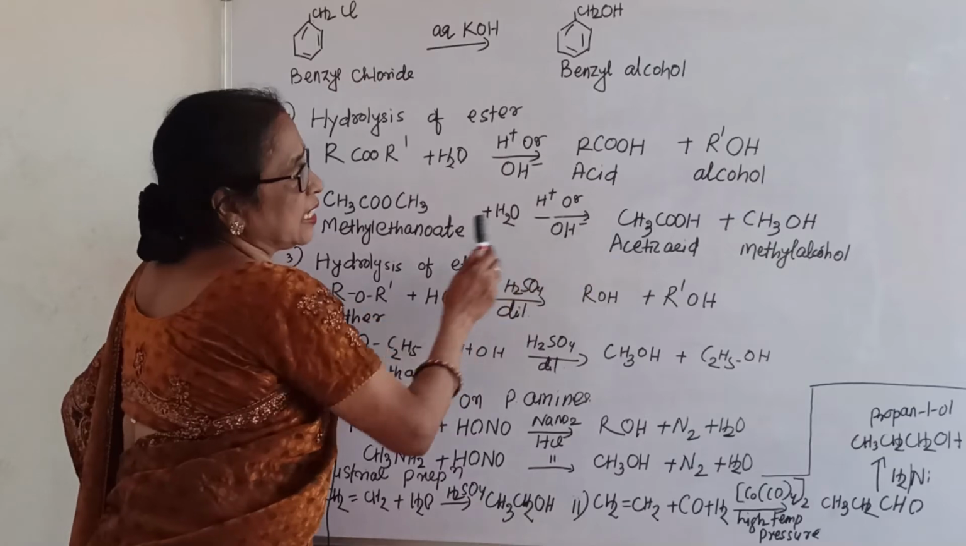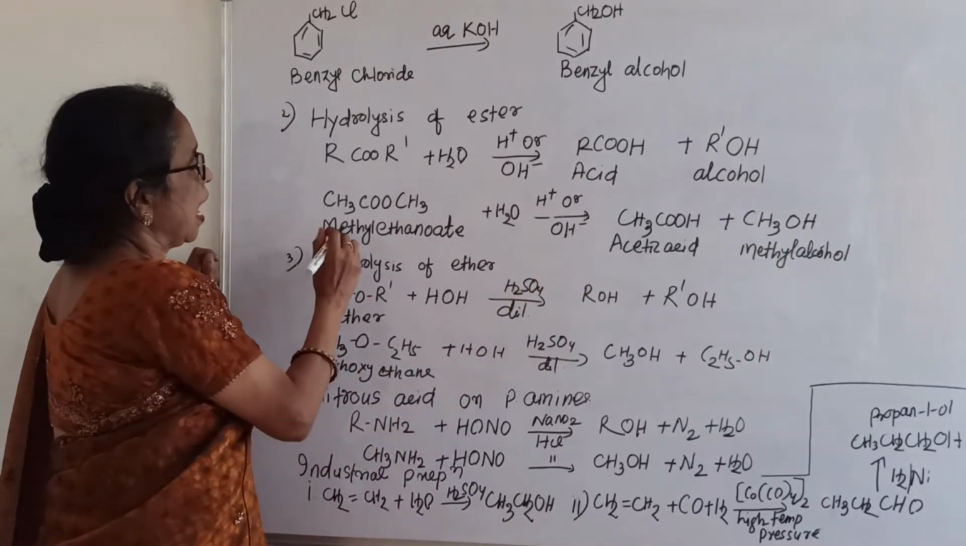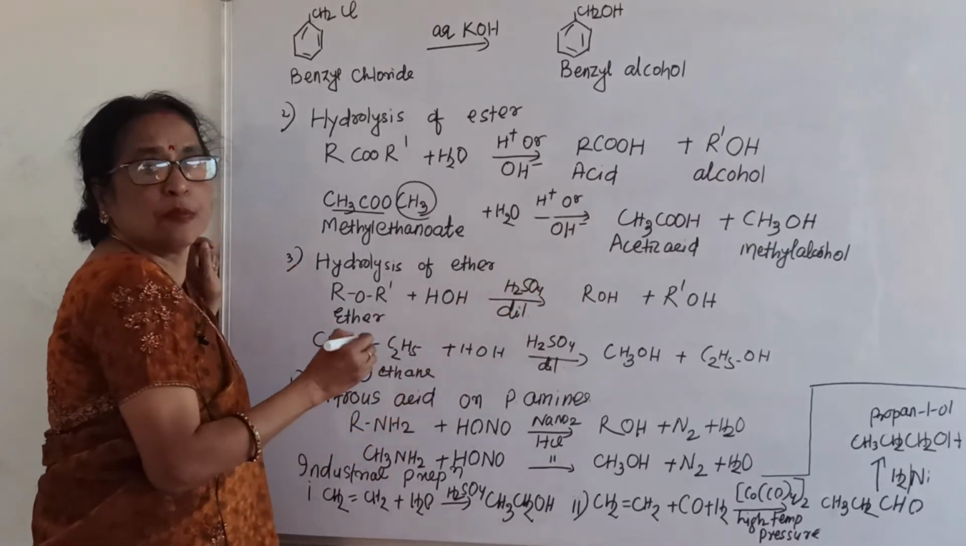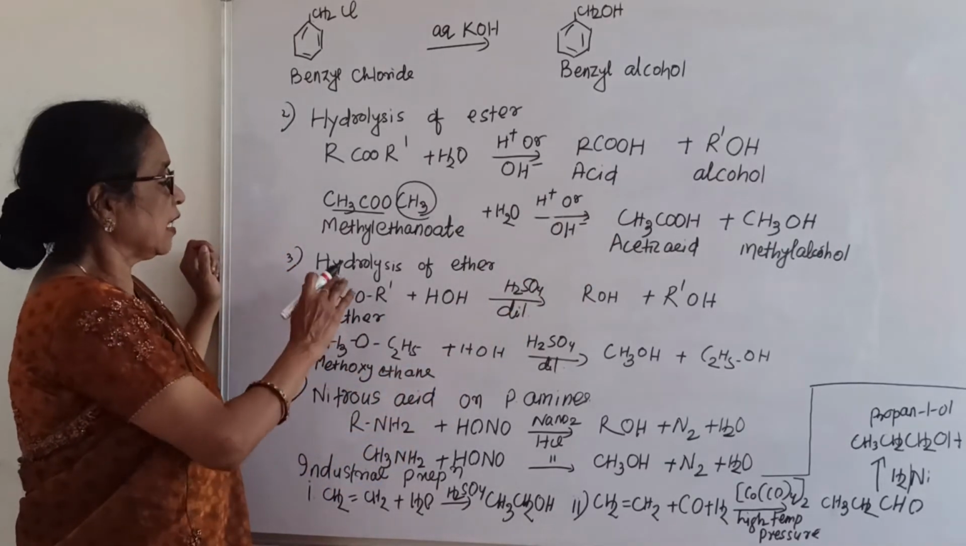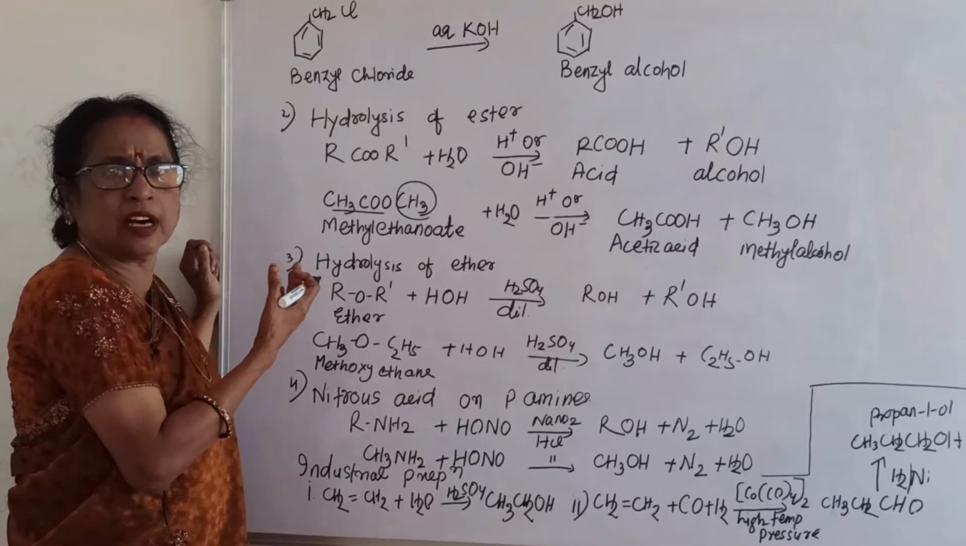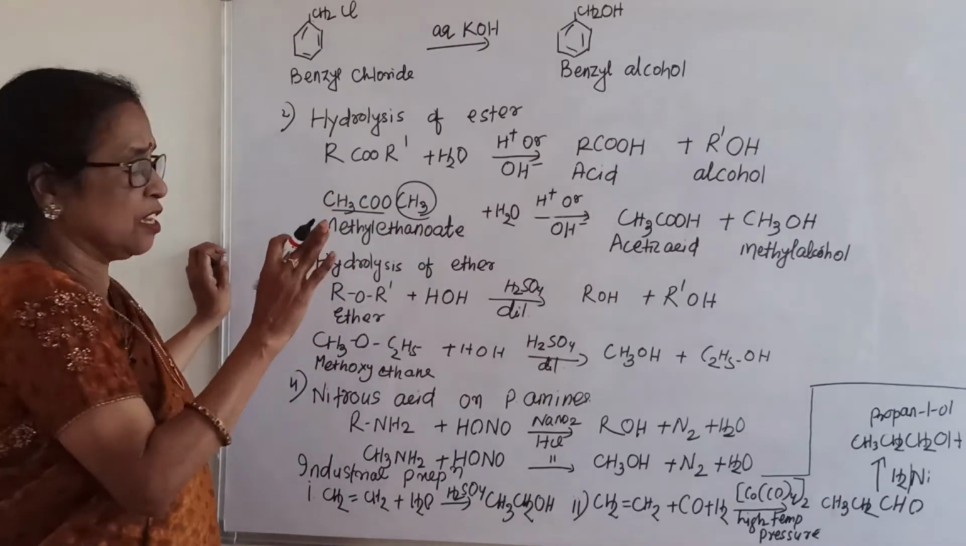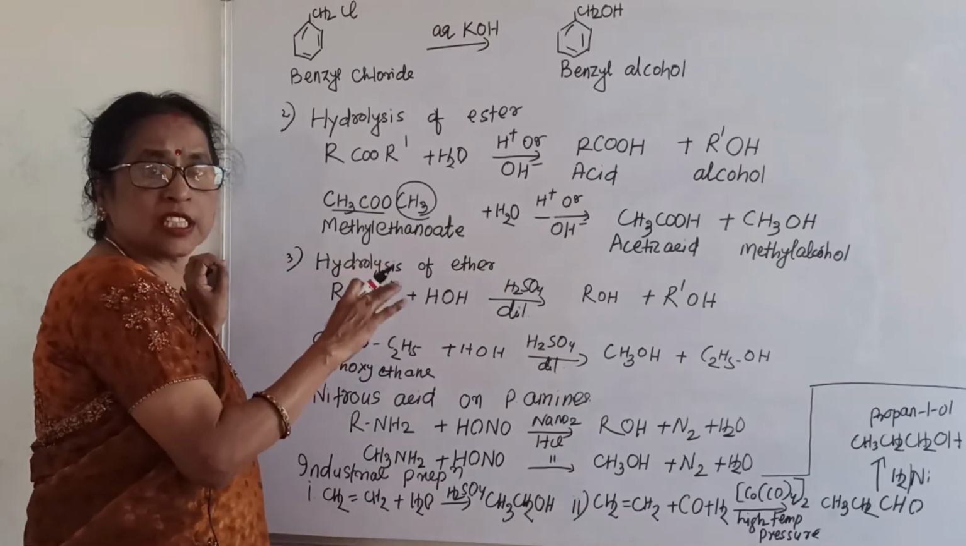CH3COOH, that is acid, acetic acid, and here this part, that is an alcohol, methyl alcohol. Then next come to hydrolysis of ether. Now till now you read hydrolysis of ester completed, but here you will see hydrolysis of ether.